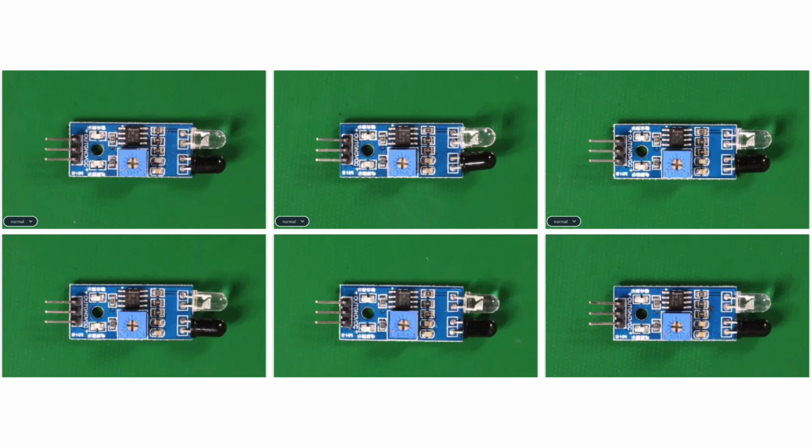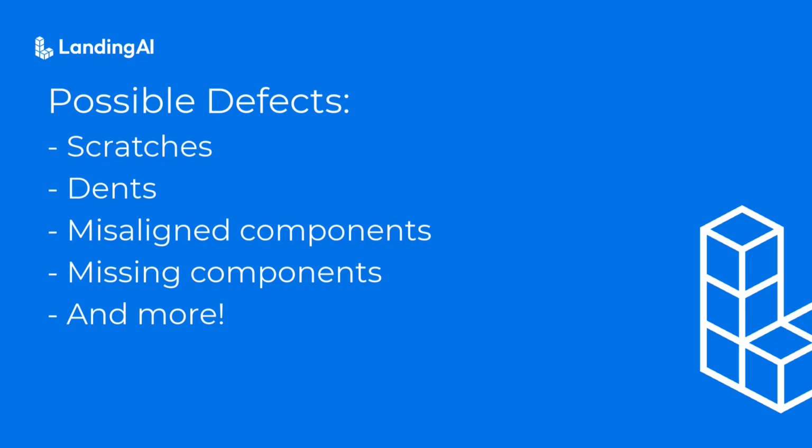You have several images of what a good PCB looks like, but you don't have many images of defects. In fact, there are several options of what a defect might look like: a scratch, dent, misalignment, or even missing components. This would be a good use case for creating an anomaly detection model.